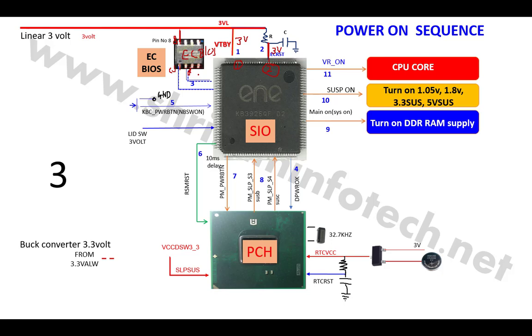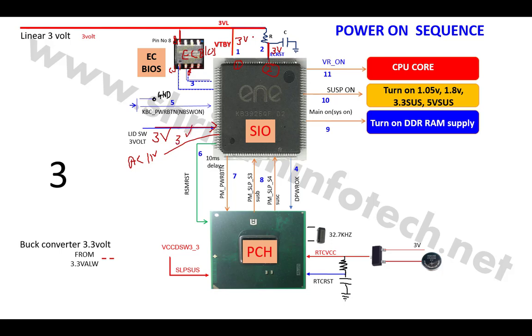So the SIO starts communicating with the bias, and after that the SIO checks the input signals. It checks this lid switch, where you should also get 3 volt at the lid switch pin. Then at the AC in pin also, you will get 3 volt.